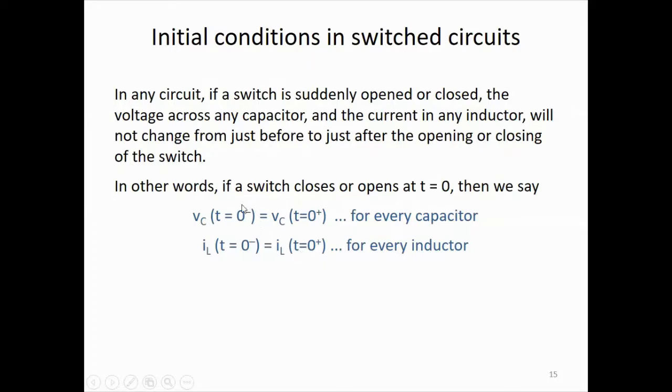Incidentally, this is the kind of symbol we'll use. When we say 0 minus, it indicates an instant just before t equal to 0, and 0 plus indicates the instant just after t equal to 0. This is a mathematical abstraction. Just before, just after. There is no time lag from here to here. That is why it's an abstraction.